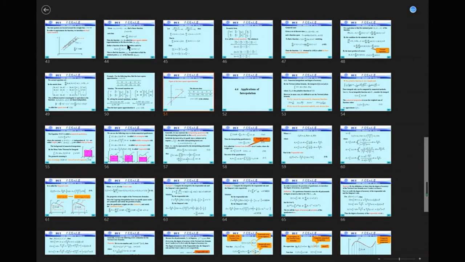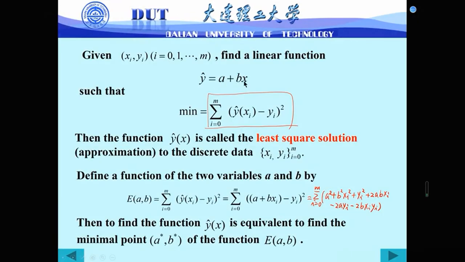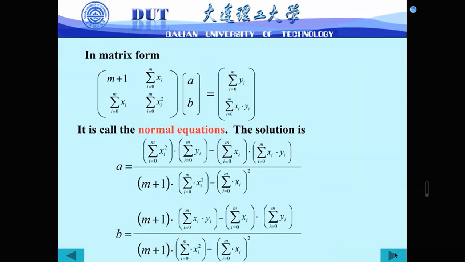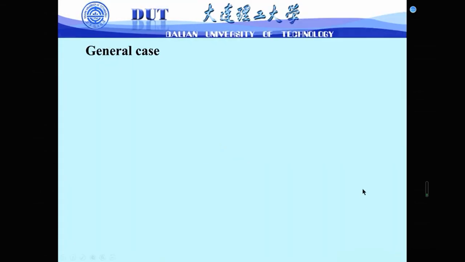Okay, this is a simple case. That means we only need to determine a linear function. Of course, if we need to find a general case, for example, if we are given the data points like this, now you see, we are given data points like this. Of course, it is not good to just use a straight line. If we use this straight line, not good, because the errors are big, right? It's okay? So, for these data points, we know it is not good to just use a linear function. But if we consider using a parabolic curve or a quadratic polynomial, okay, we can obtain a better approximation.